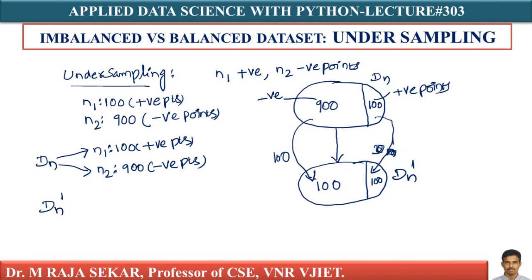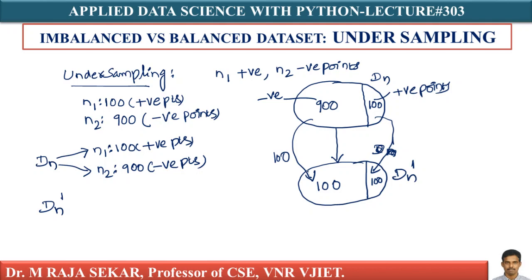So the trick is simple. The trick is to randomly sample n1 negative points from Dn, isn't it? What is n1 here? 100. I am randomly sampling 100 negative points from Dn and keeping them in Dn dash. That's the idea here: n1 negative points from Dn placed in Dn dash. We sample just 100 points of 900 points and put them in Dn dash.